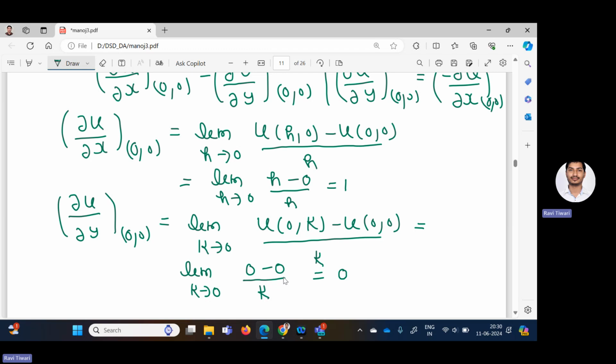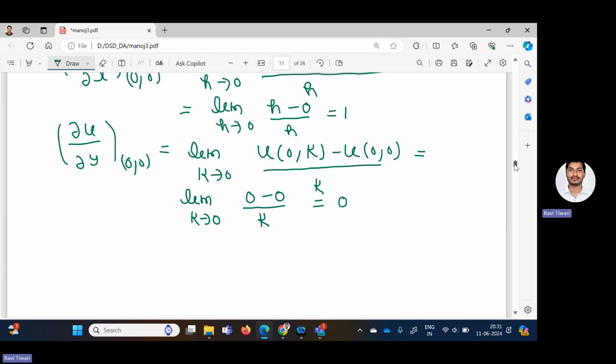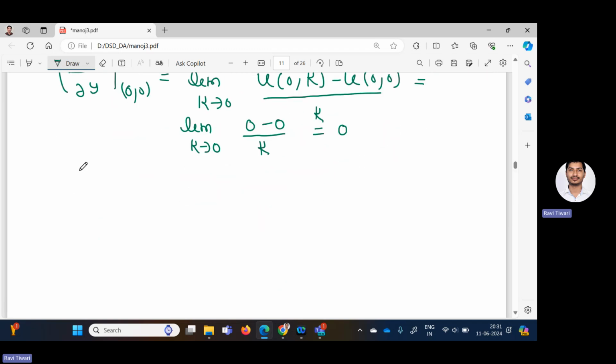Just keep in mind, when we apply the L'Hospital rule, the numerator and denominator both should be tending to 0. If either one is exactly 0: if the numerator is exactly 0, then the answer will be 0; if the denominator is exactly 0, then the answer will be infinite. So before applying this limit, the resultant is 0. Finally, you can apply limit k tends to 0 of 0, so you will get 0. Similarly, what will be dou v by dou y? This you can calculate.